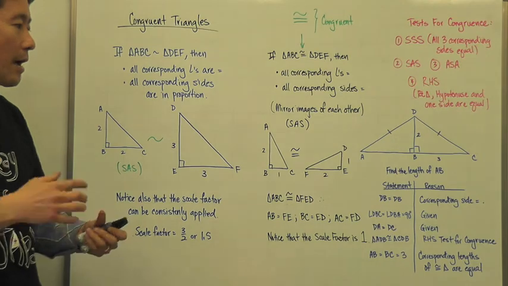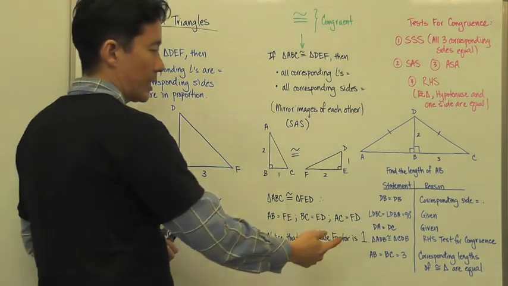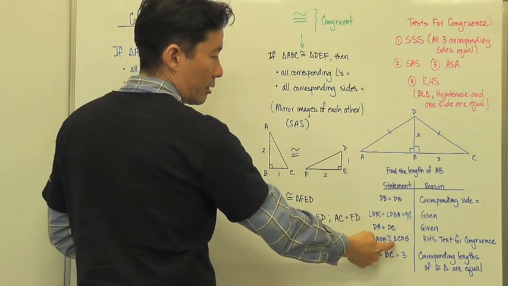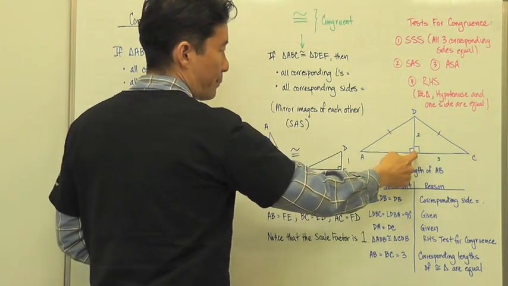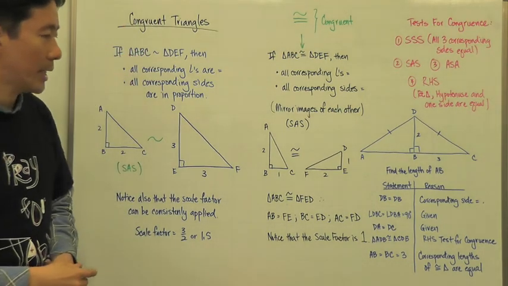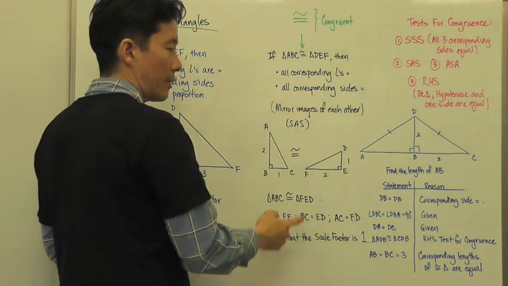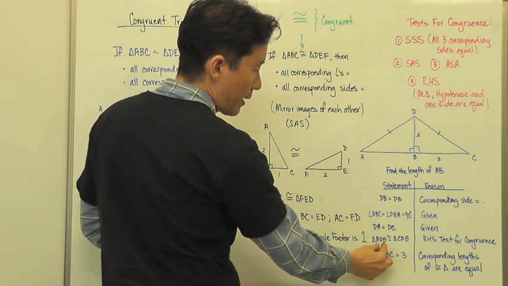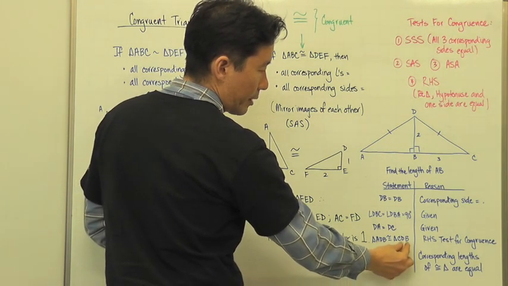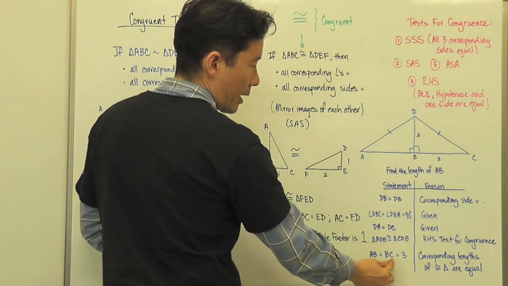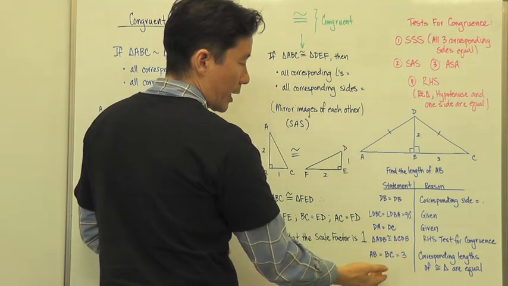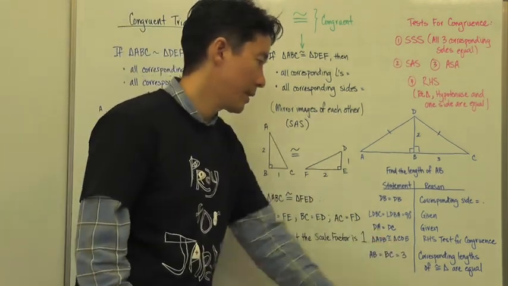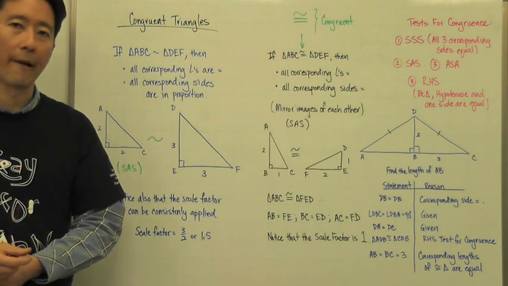Now, because I have established that ADB is congruent to CDB, then what I know is that the corresponding sides are going to be equal, and therefore the corresponding side to AB is going to be equal to BC, or CB, which is of course equal to 3, and therefore we know that AB is going to be equal to 3 as well, because we know that corresponding lengths of congruent triangles are equal.